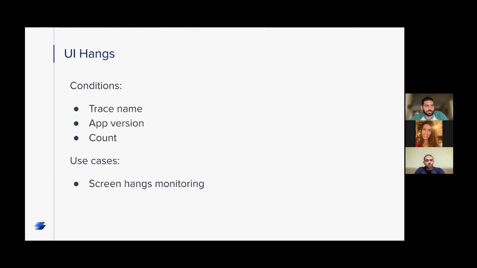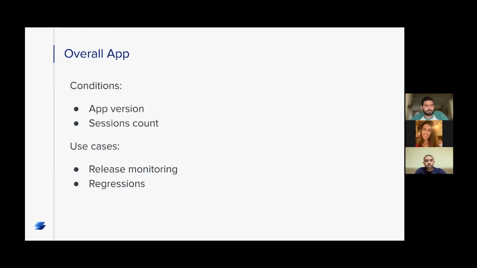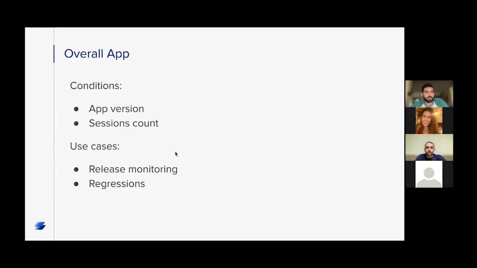Okay, so these were pretty much the APM metrics, all of them that we have recently discussed. And the next part would be the overall app. So basically, overall app aggregates or compiles together the performance of all the APM metrics, but also takes into account the crashing sessions as well, as we briefly discussed in the app export. So the conditions you can set for an overall app alert are app version and session count.